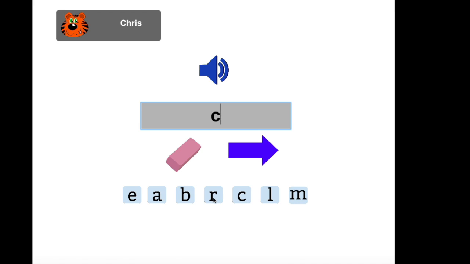The letters down here are used to spell. If I make a mistake, I can always erase it and come back in. And there we go. So this is the third type of decoding question. There's 12 decoding questions for each level.